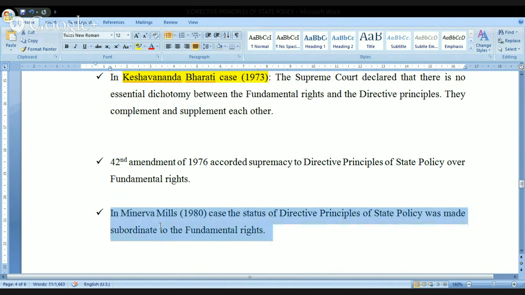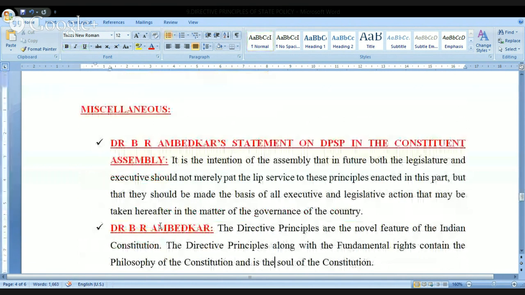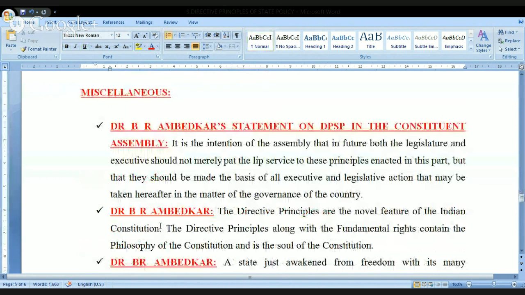In Minerva Mills of 1980, the status of DPSP was made subordinate to the fundamental rights again. In the sense, whatever the change that was made by the Parliament, it was nullified by the Supreme Court. This is how the contradiction will go on. Look at this. I have some points here. You can just read it here.